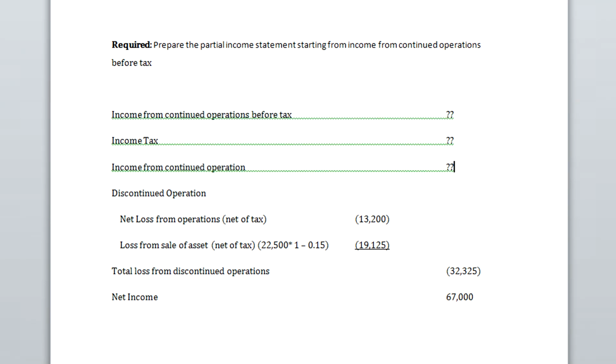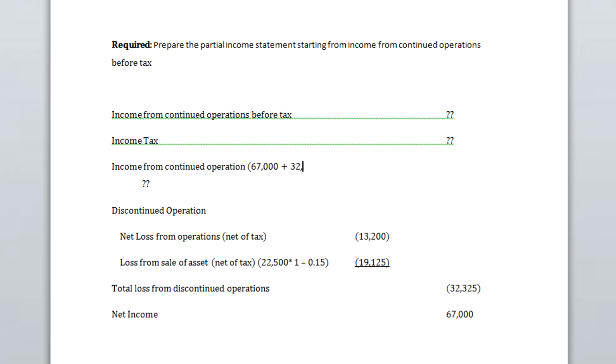So the first thing that we can figure out is actually our income from continued operations, because our income from continued operations subtracted by our total loss from discontinued operations has to equal net income. Therefore, this amount right here has to equal $67,000 plus $32,325. Okay, don't believe me? Just look at this, okay? If we actually do this calculation here, we'll figure out that income from continued operations should equal $99,325. If we do this correctly, right?